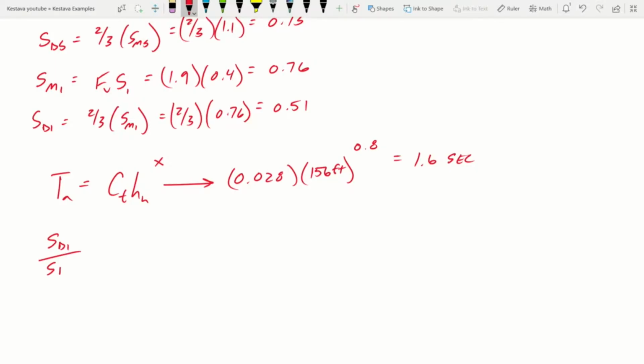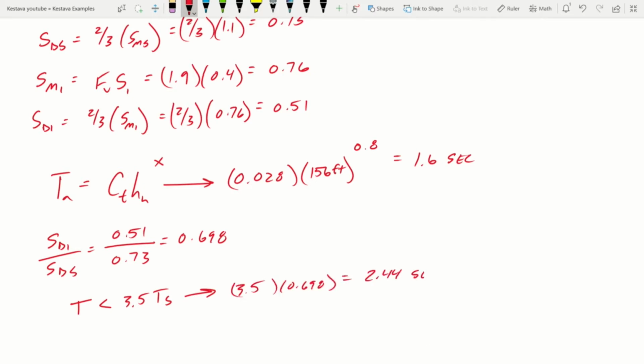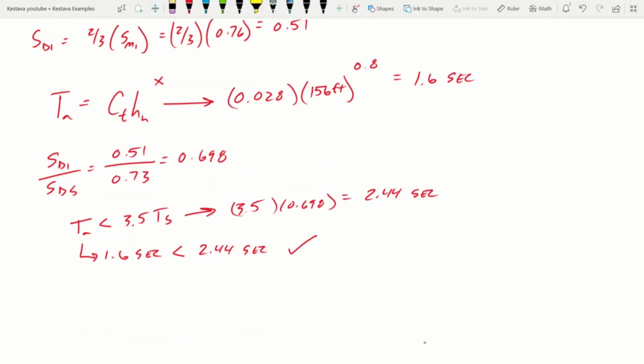SD1 over SDS is going to equal 0.51 over 0.73. That is going to equal 0.698. And we were told to make sure that T needed to be less than 3.5 T sub S. T sub S equals the following: 2.44 seconds. And we know that T is our T approximate, and that is 1.6 seconds, which is less than 2.44 seconds. So that's us, and we pass.